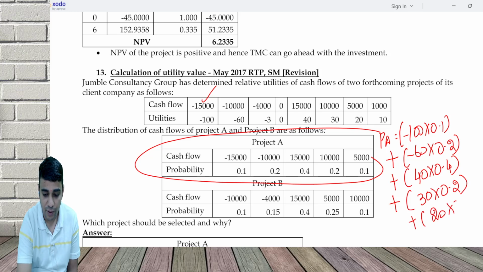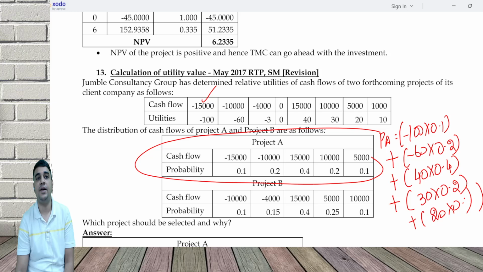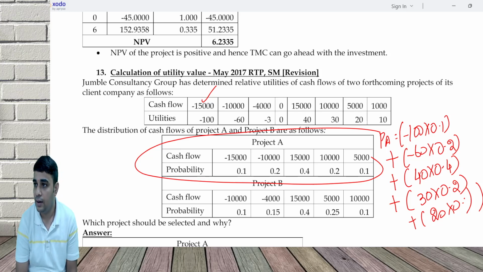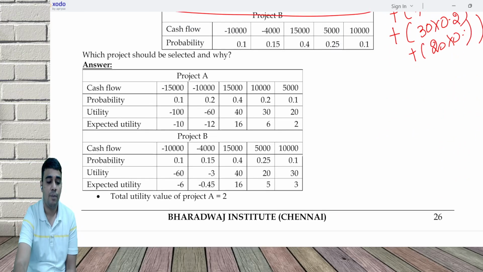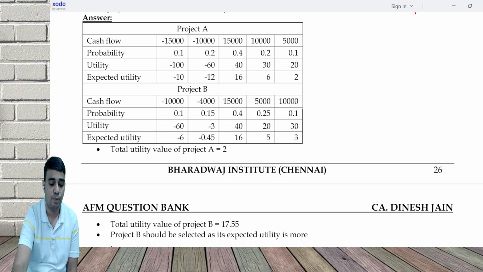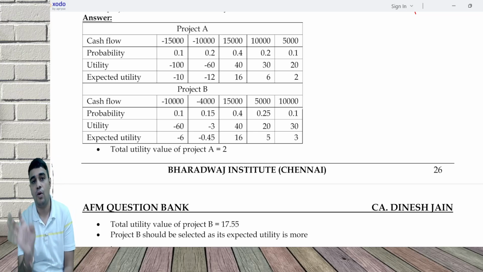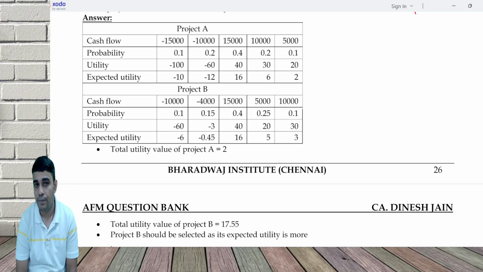I don't know why they want to even test something like this. That's all. You do a weighted average, you're done. This is called utility value calculation. Project A is 2, project B is 17.55. Go ahead with project B.